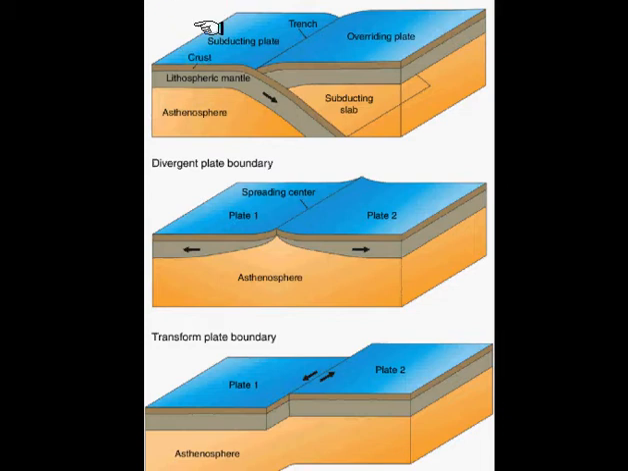We can see that there one plate is getting subducted, and here the subduction zone is there, which is causing formation of trench. Then at divergent plate boundary, plates are moving away from each other and creating new plate, and here in transform plate boundary they are just sliding over each other.